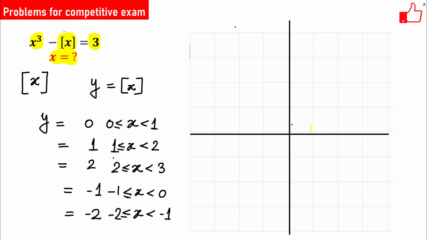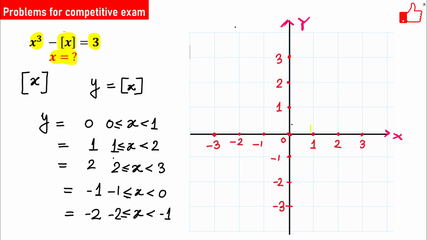Now using this, I can plot this function. So let us plot this function. So this is my x-axis and this is my y-axis. This point is the origin, 0, 0, and this is 1 unit on the x side, this is 2 and this is 3, and similarly this is minus 1, minus 2 and minus 3. Similarly on the y-axis this is 1, 2 and 3, and minus 1, minus 2 and minus 3.